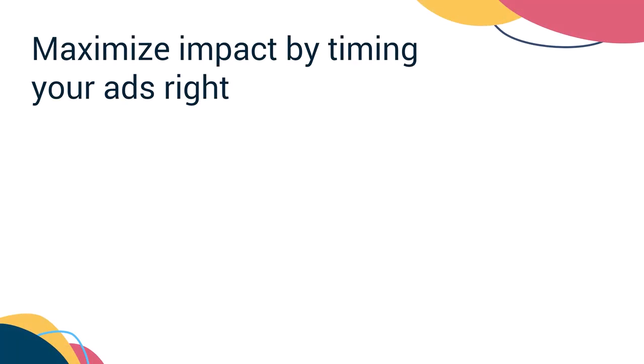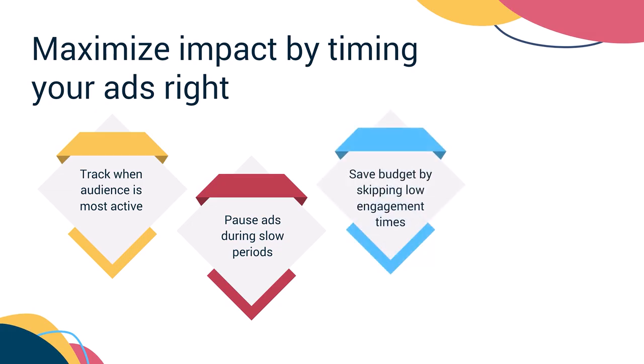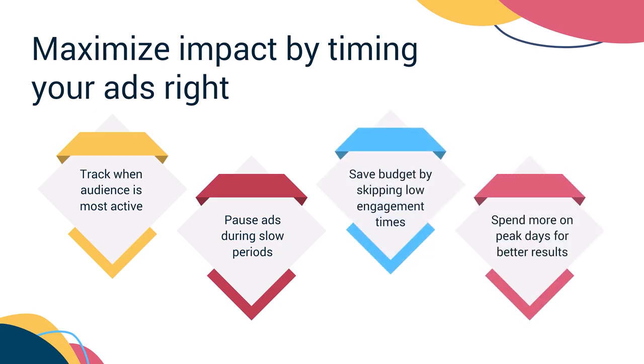Timing is everything. Analyze when your audience is most active and pause ads during low response periods. For example, if weekends show low engagement, save your budget for weekdays when clicks and conversions spike.